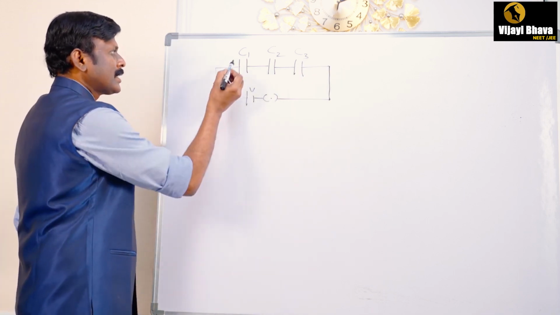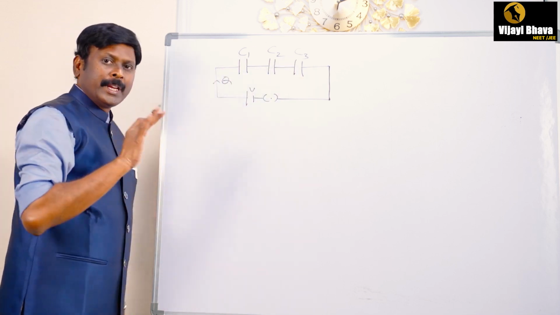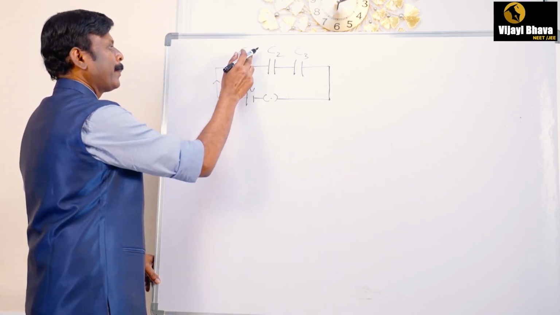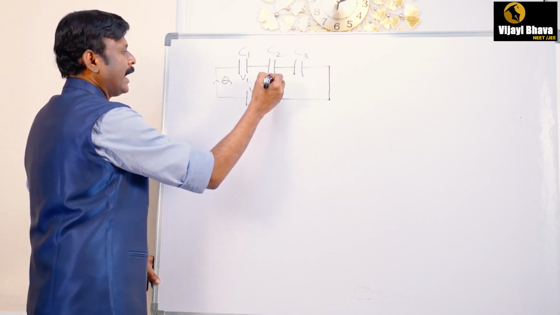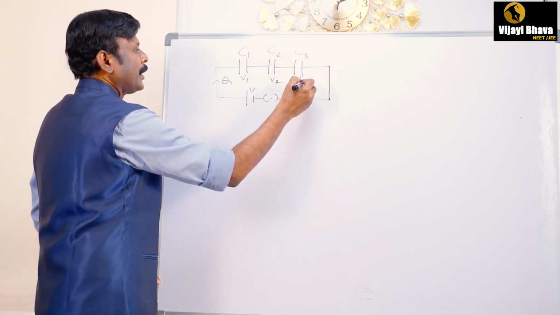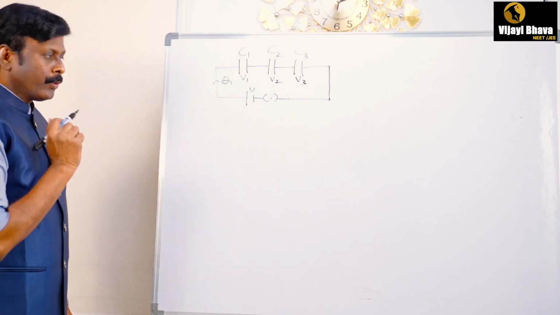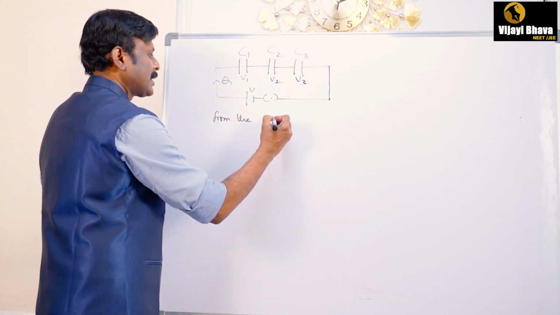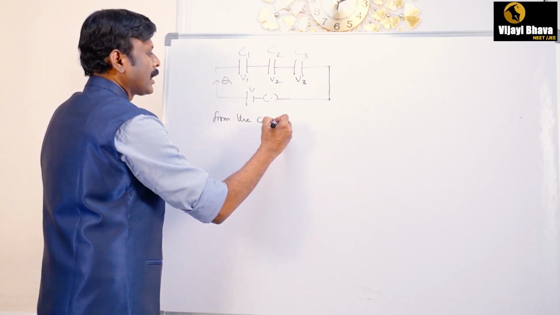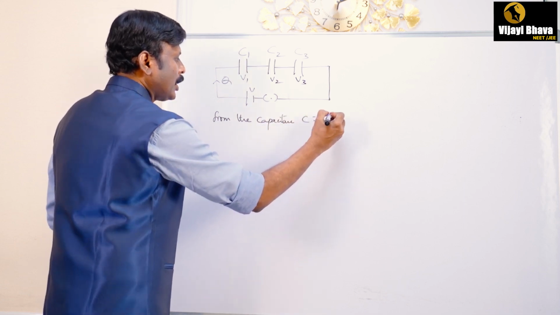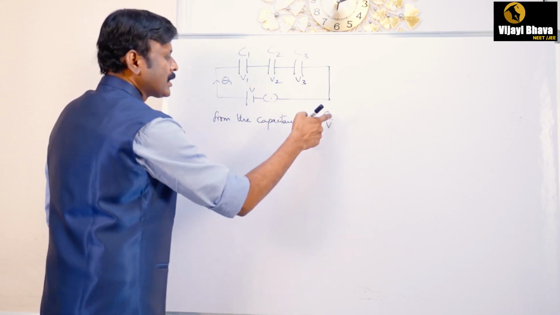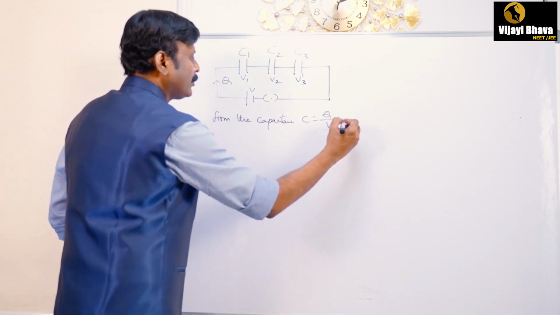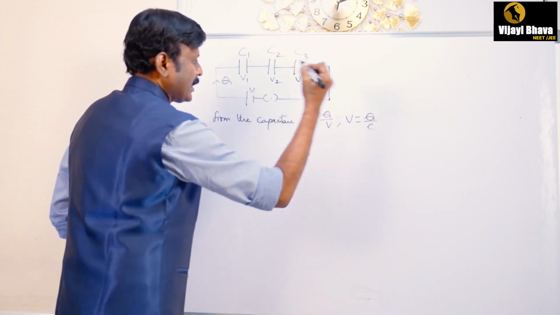So the charge at C1, C2 and C3 will be Q because it remains constant, but the voltage at the capacitor C1 is V1, at C2 it is V2 and at C3 it is V3. Moving further into the equation, from the formula of capacitance, C is equal to Q by V, where Q is charge and V is the voltage. From this we can write V is equal to Q by C.